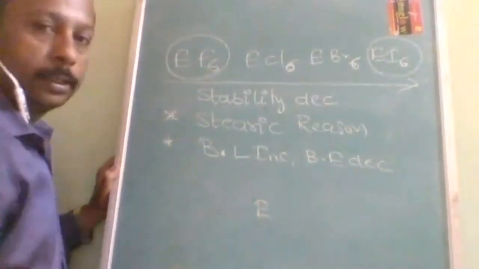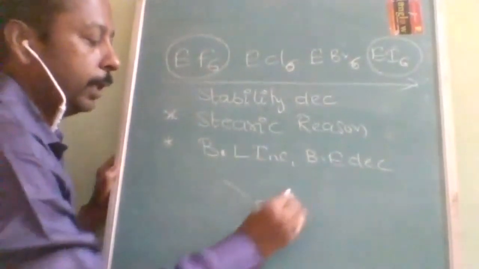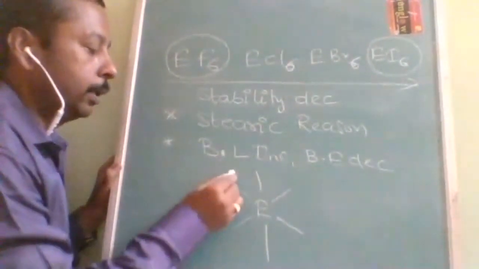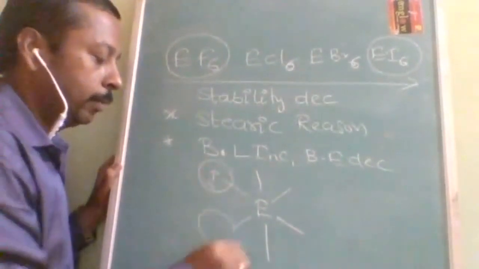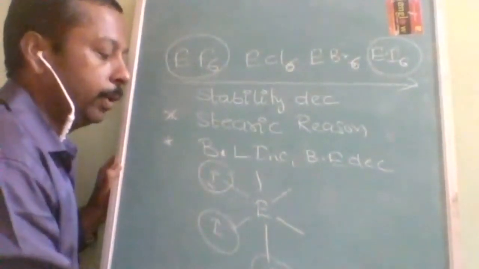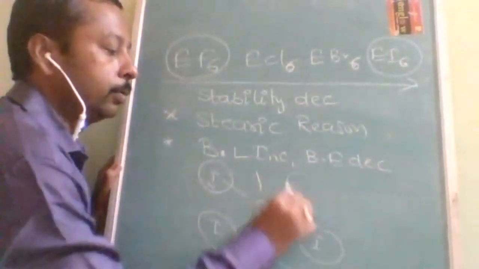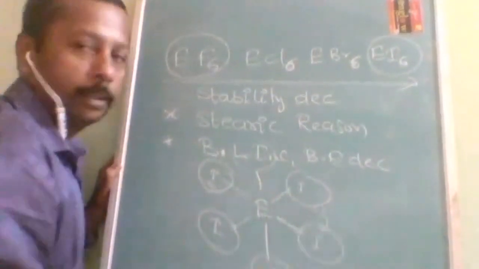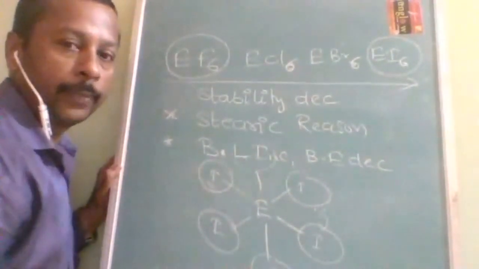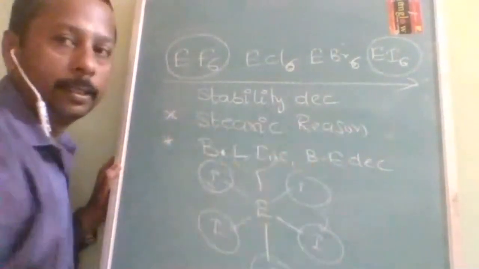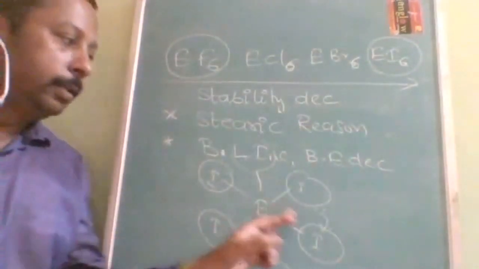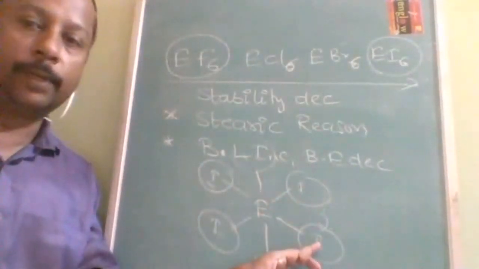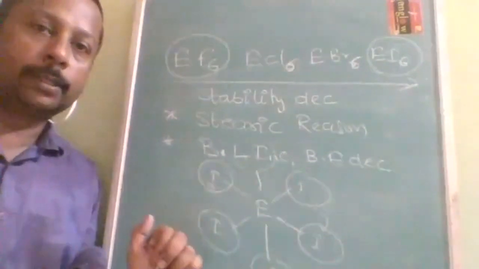Suppose this is the E, and as I told you, hexahalides are octahedral in shape. Let us take a big iodine. Iodine is big enough, and it is also associated with lone pairs. So this lone pair will repel this one. That repulsion is called the steric reason. Already iodine is a big atom and it is associated with three lone pairs, so these three lone pairs repel each other and it causes instability.